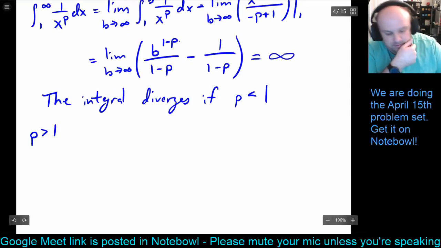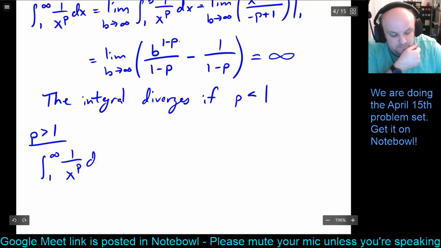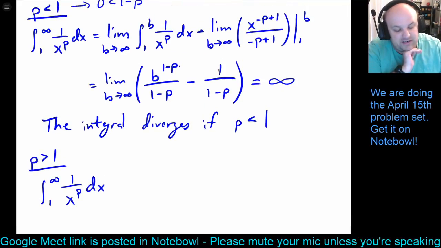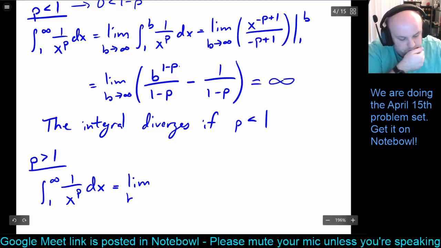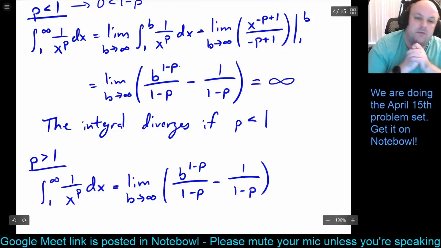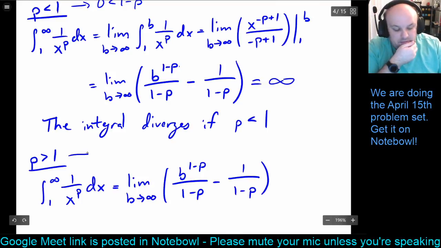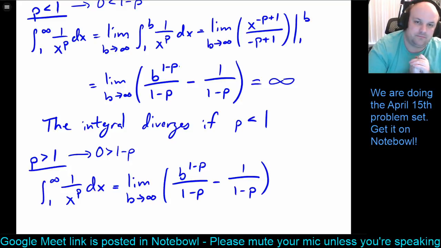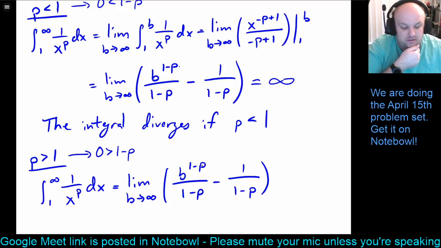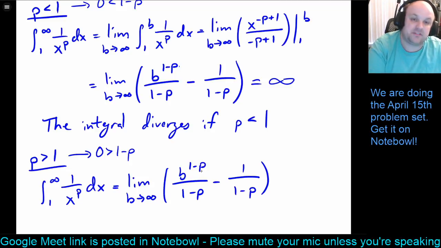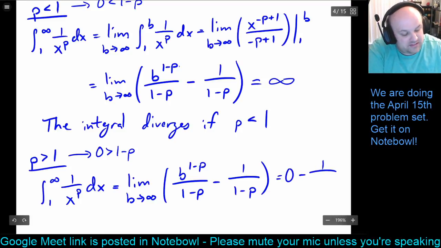But what if p were greater than 1? Okay? What if that were the case? Well, the good news is we don't have to really repeat a bunch of work here. Everything's the same up until right here. So instead of redoing all that work, let's just go ahead and copy this back down. Okay. So we're going to go right back to here, because all that work's going to be exactly the same. It's not going to change. Now the difference here, though, is that when I move the p to the other side, I find that 1 minus p is a negative number. Right? Since this is now a negative power, this means as b goes to infinity, this part's going to go to 0. So this is going to be 0 minus 1 over 1 minus p.